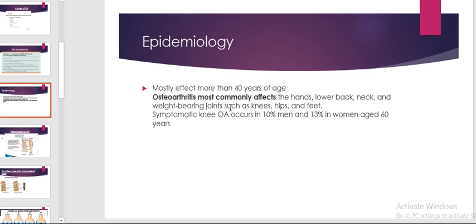Osteoarthritis most commonly affects the hands, lower back, neck and weight bearing joints. What is the meaning of weight bearing? It means the joints on which weight is borne, like the hip and feet as well. Symptomatic knee osteoarthritis occurs in 10% of men and 13% of women over age 60.